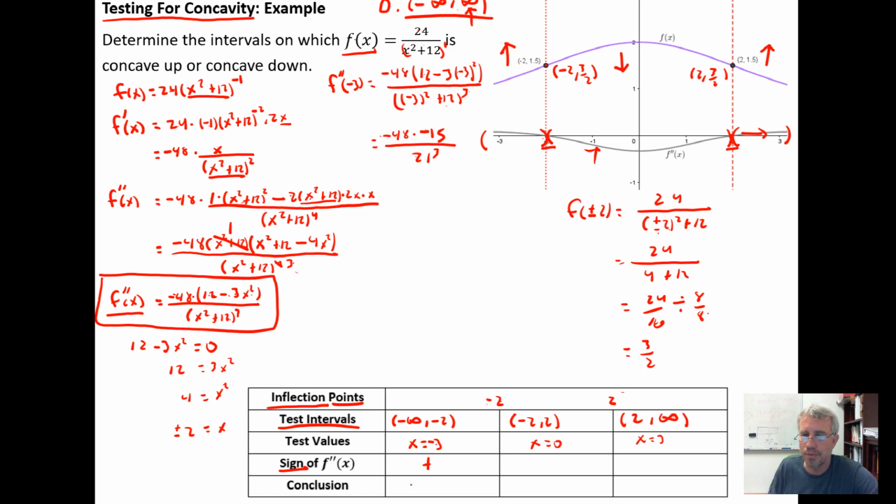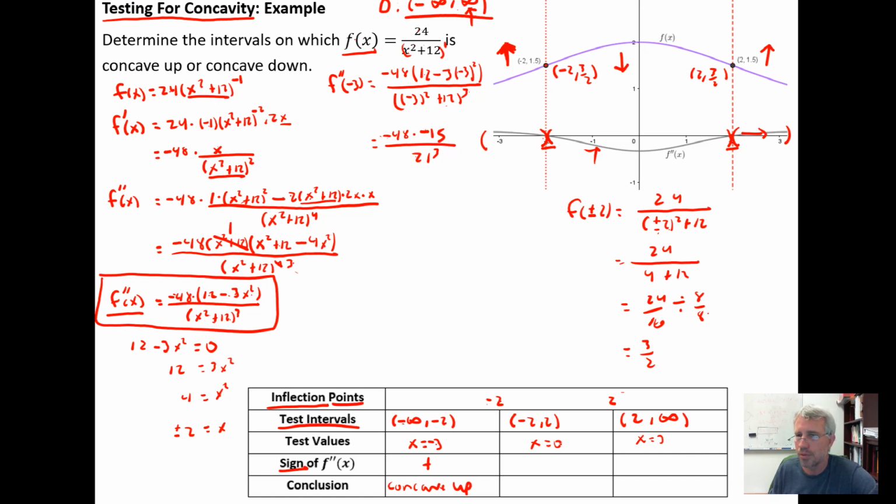And if the second derivative is positive on an interval, I know that my graph is concave up on that interval. So I conclude that my graph is concave up on the interval from negative infinity to negative 2.